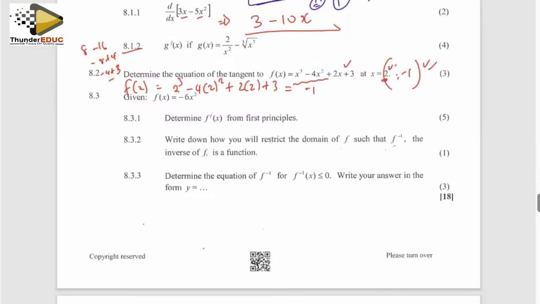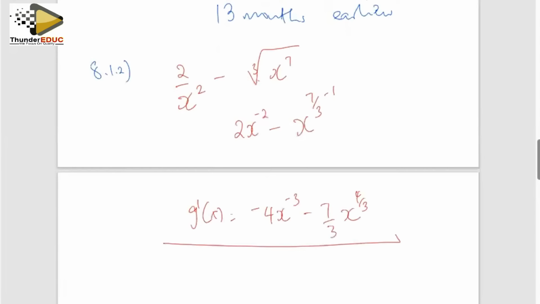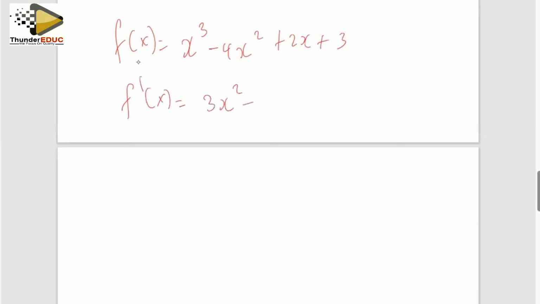Second step is for us to get the gradient. Okay, gradient, we have to find the first derivative. So it's x cubed minus 4x squared plus 2x plus 3. So f prime of x is going to be 3x squared minus 8x plus 2.